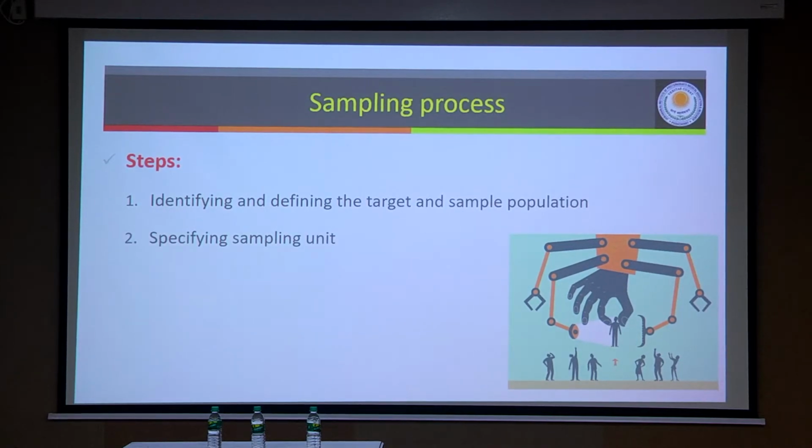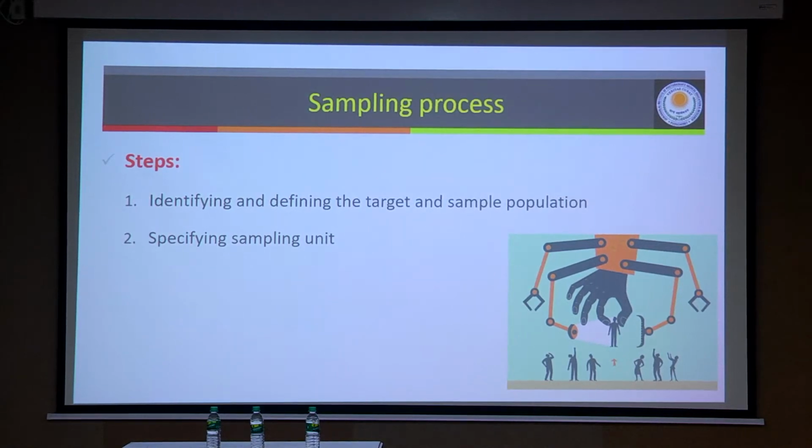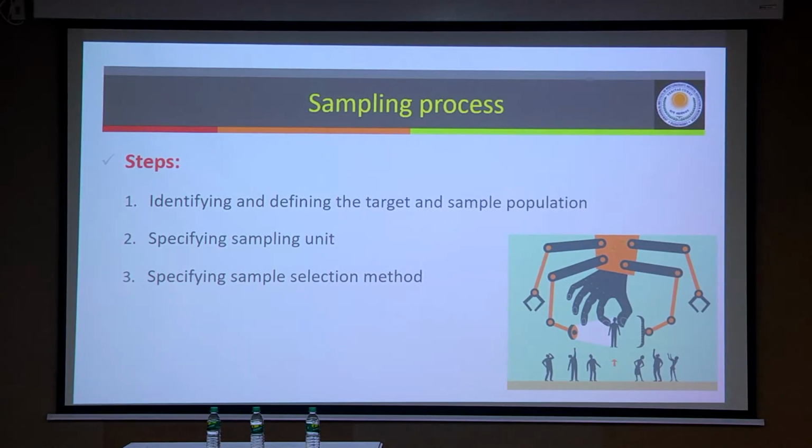The second step is specifying a sampling unit. After identifying the sample population, you need to specify the sampling unit. The third step is specifying a sample selection method, that is, how I am going to select the particular sample from the total target. The fourth step is determining the sample size. I am not going to cover determining the sample size, as there is a separate talk on this. So I will be talking about the first three steps.